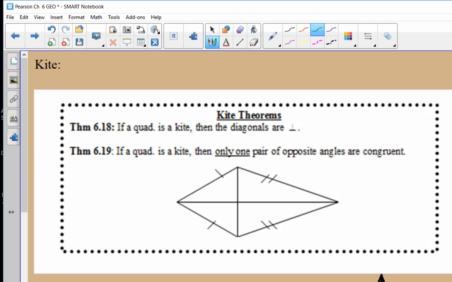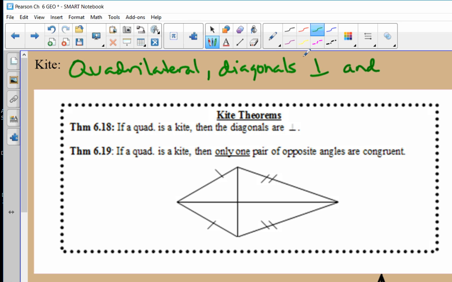Okay. A kite. A kite is a quadrilateral. Its diagonals are perpendicular, and one diagonal is bisected. Bisected, not bisected, bisected.